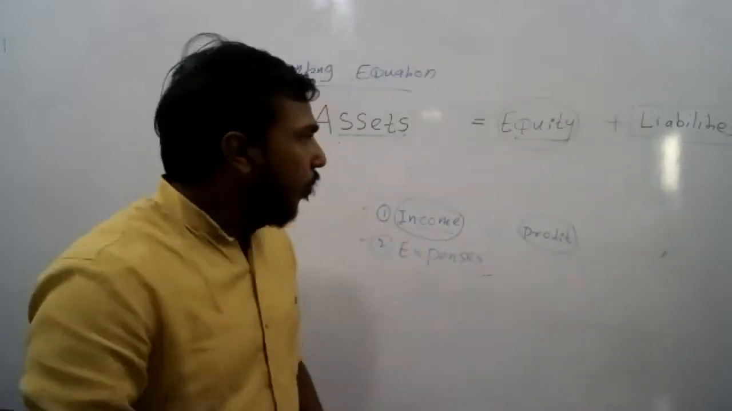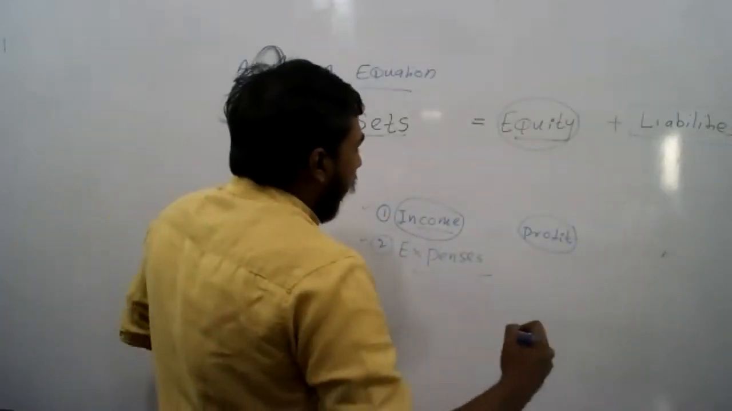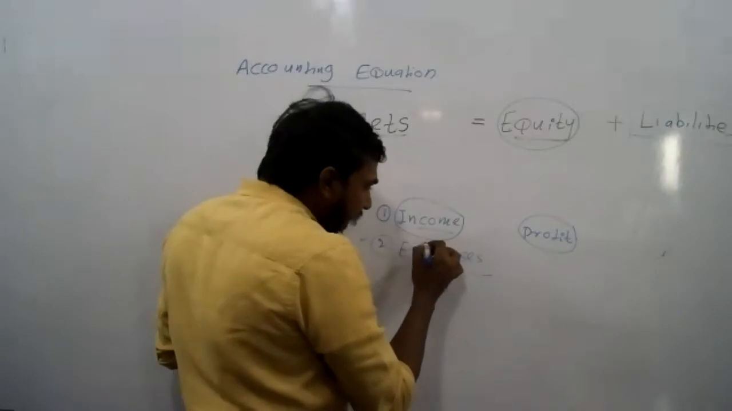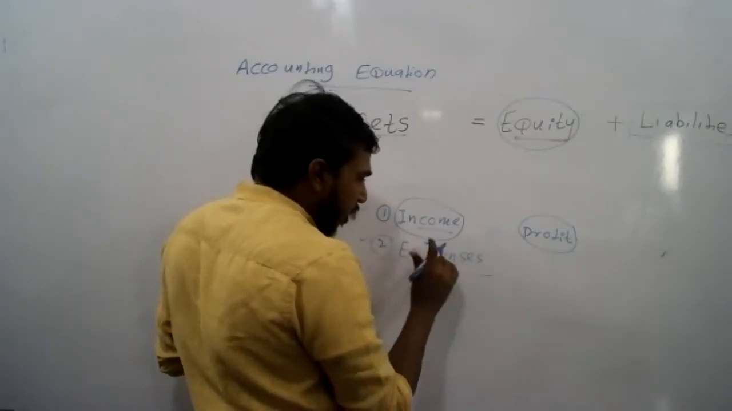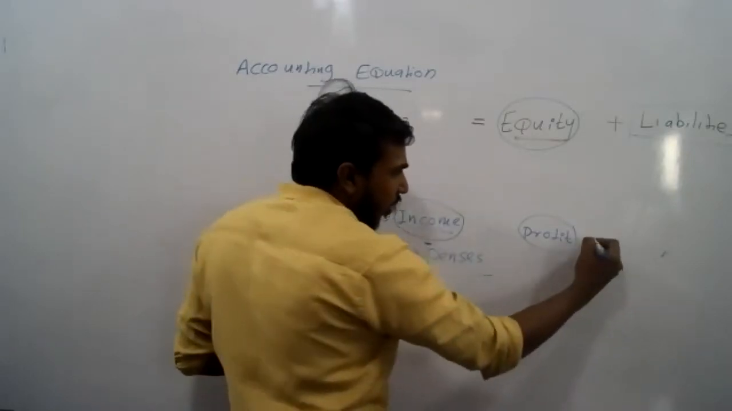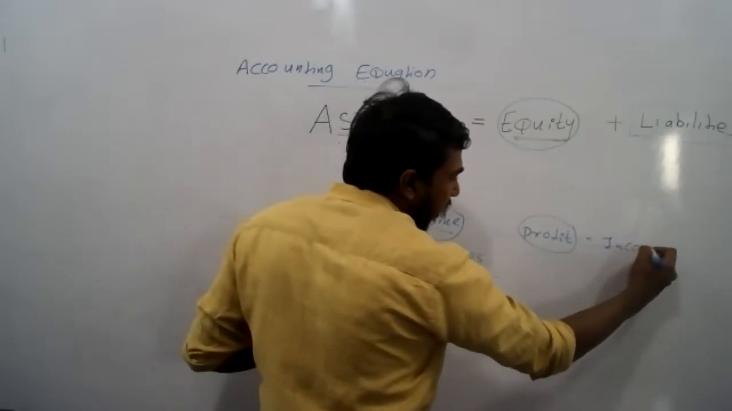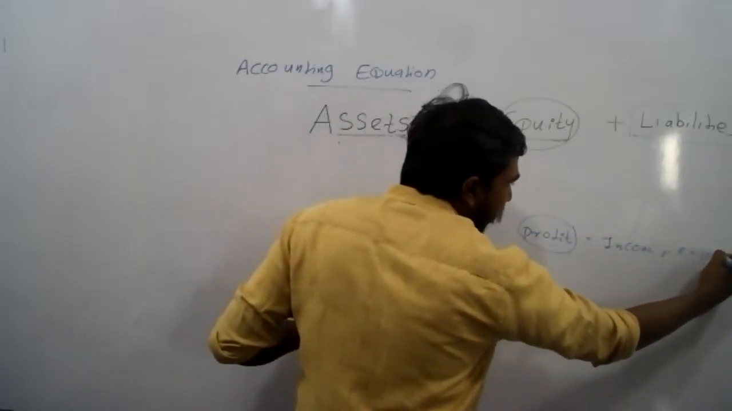Right. So now, profit means income minus expenses. It's a profit. Clear? Profit equals income minus expenses.